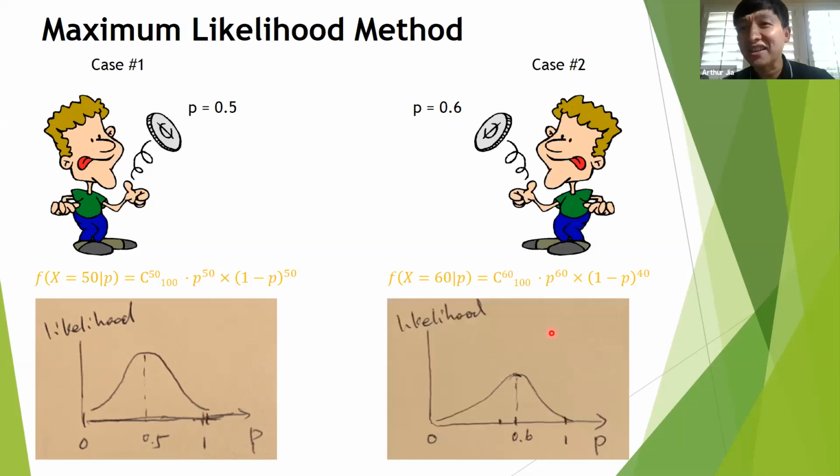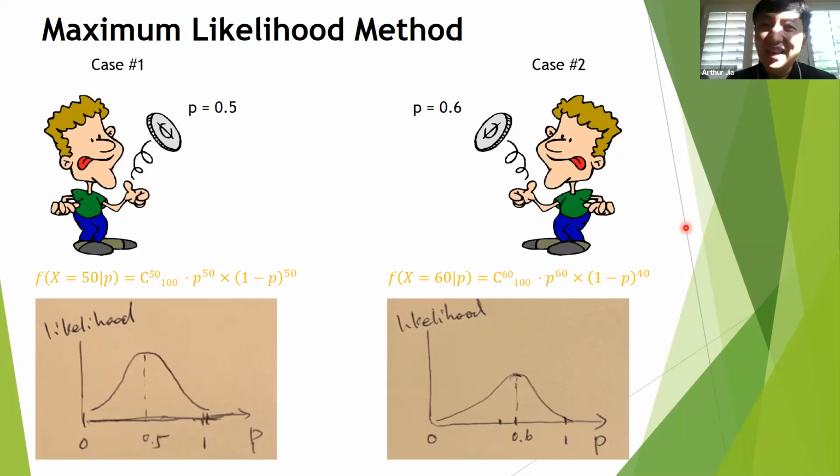Let's look at the second case. It's a little bit different. In this case, this coin definitely is not a fair one. So p equals 0.6, which means that if you toss this coin many times, you are more likely to see heads turning up more frequently. Is that right? More often.